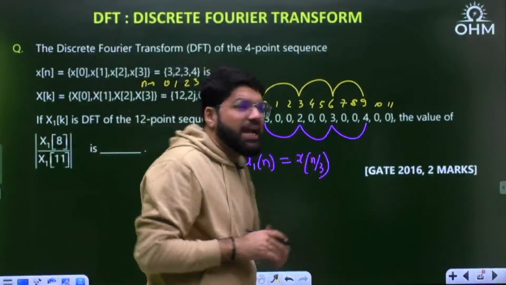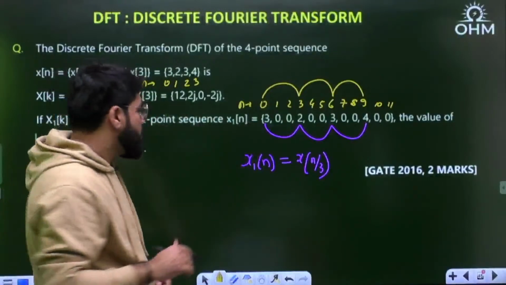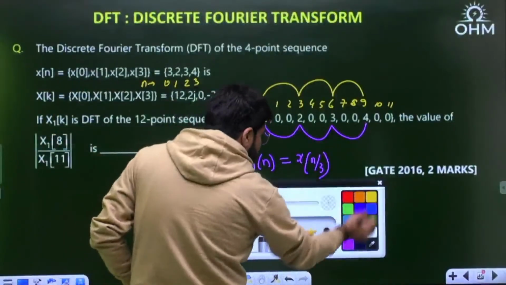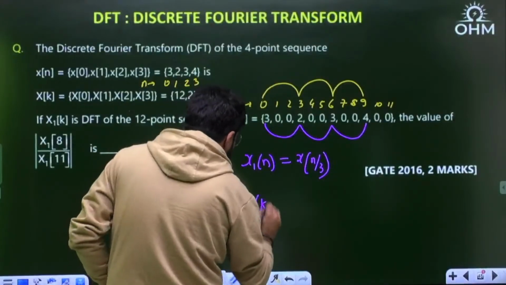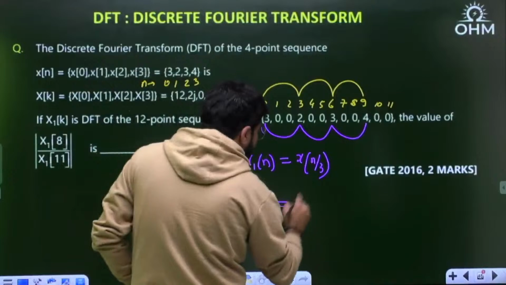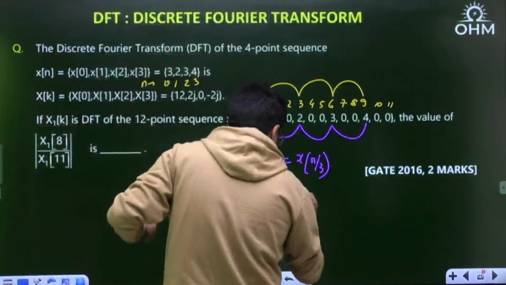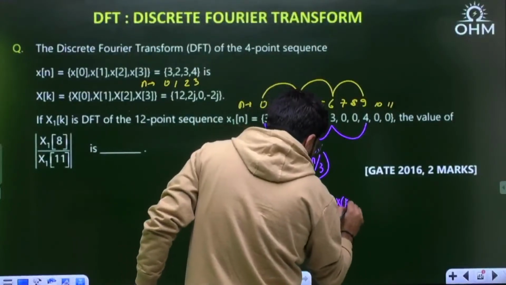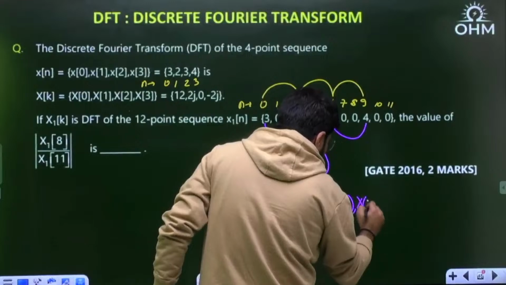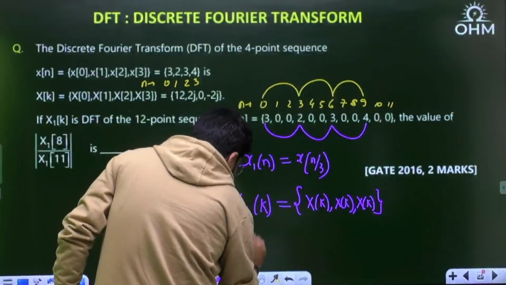And then what is the time scale expansion DFT property? If you solve it this way, it is simple. So then what should be X1(k)? X1(k) is the DFT of this x1(n). With time expansion, the DFT will be replicated. How many times? 3 times. It is going to be X(k), X(k), another X(k). 3 times replica because it is expansion by 3.